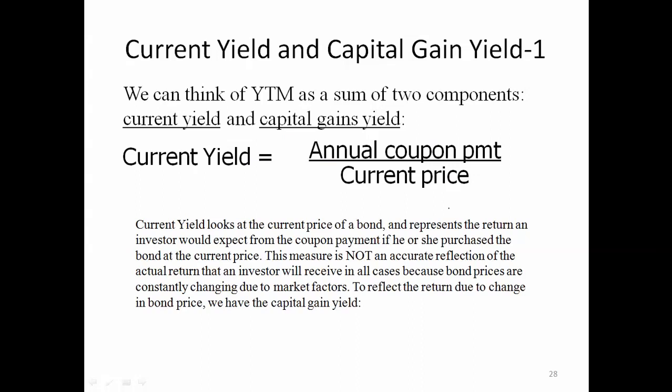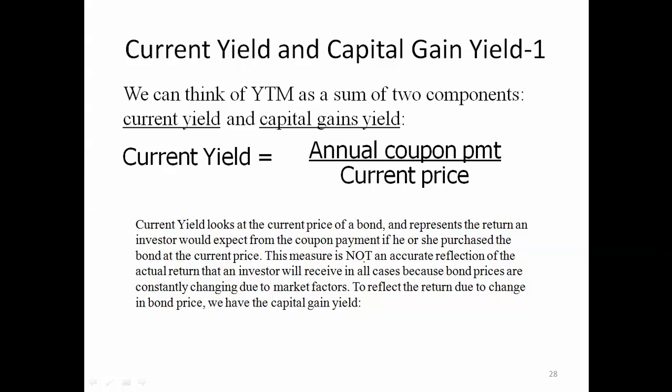We can think of the yield to maturity, or say the return of our bond investment, as the sum of two components, current yield and capital gain yield. Current yield is the annual coupon payment amount divided by the price. So current yield looks at the current price of the bond and represents the return an investor would expect from the coupon payment if he or she purchased the bond at the current price.